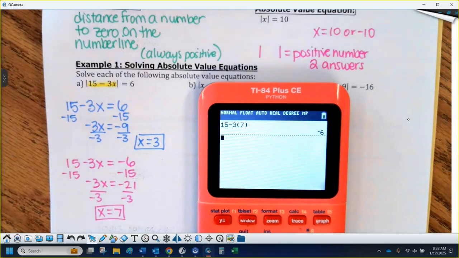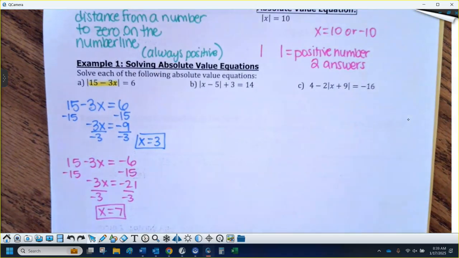I'm just using my calculator to do it, that would put negative 6 in this absolute value, but then the absolute value would cancel the negative out, so that's also true. So both of these answers work for this question. Two answers here. Okay, now I have a second problem.